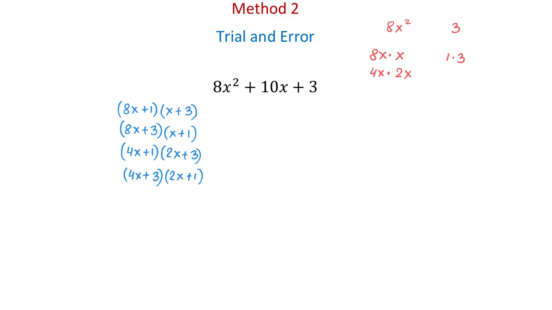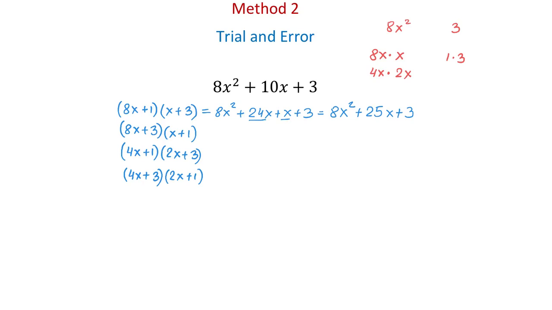To find what factorization is the right one, we will use FOIL to multiply the binomials. Let's start with the first one. 8x times x is 8x squared. 8x times 3 is 24x. 1 times x is x, and 1 times 3 is 3. Let's add the middle terms. 24x plus x, that will be 25x, so the final answer is 8x squared plus 25x plus 3. As we see, this trinomial is not the one we started with.